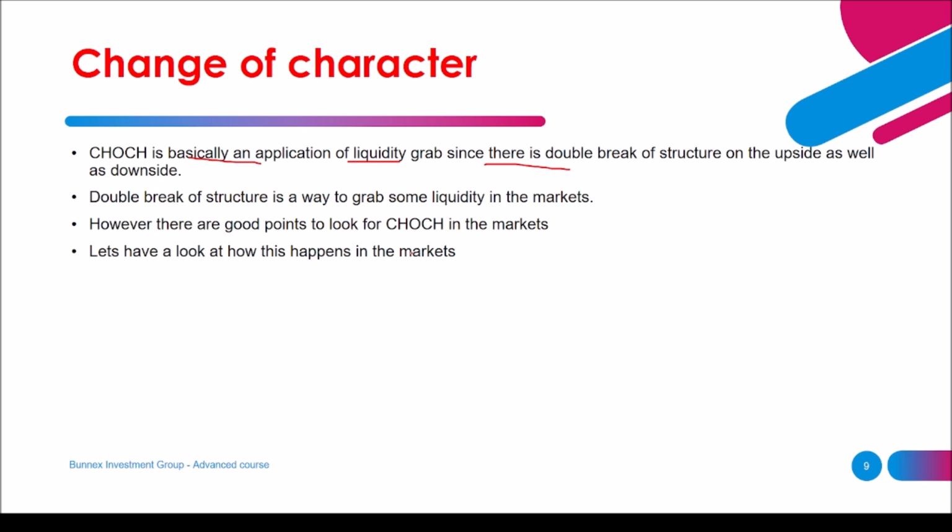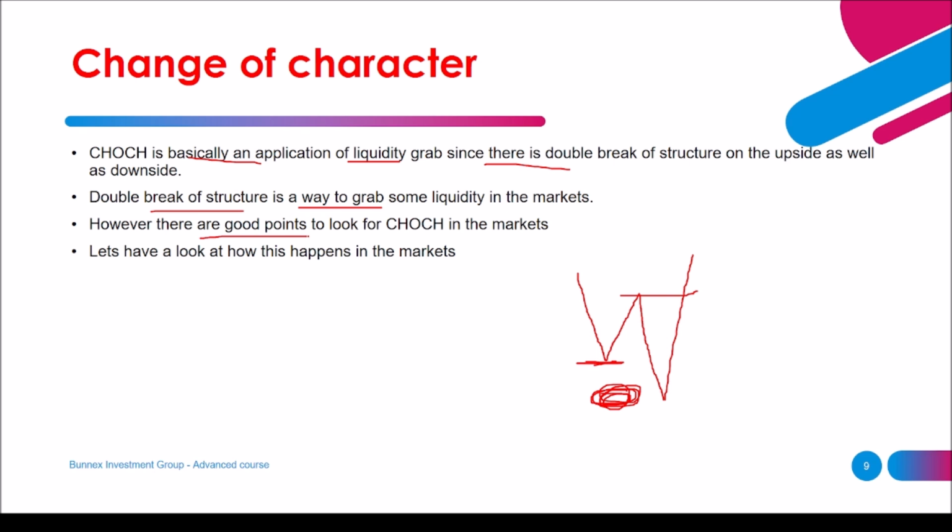So why are we saying it's an application of liquidity grab? We can see that, right, this is a low that has been created. If we break this low, we are trying to grab the liquidity that is available in this zone. Then we would see the market breaking this structure, right? That is basically change of character in an upside direction. So double break of structure is a way to grab some liquidity within the markets.